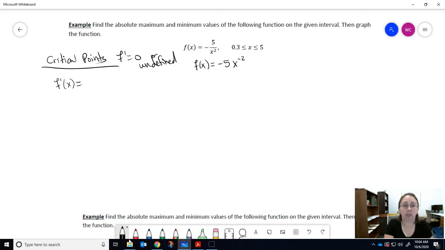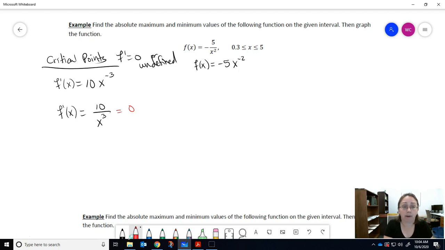So power rule, we multiply, we get +10. X to the 1 less would be -3. If you want to rewrite it, you can. Positive exponents would be helpful because we're actually trying to evaluate this function or find out when it's undefined or 0. So when is this going to be 0?